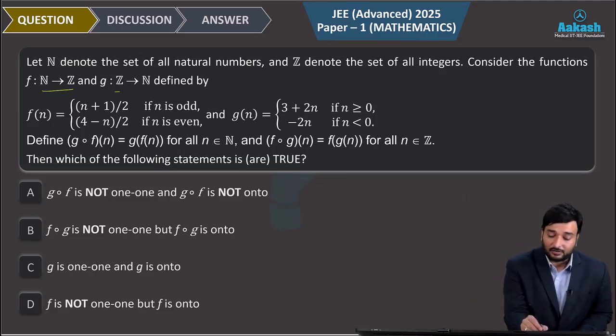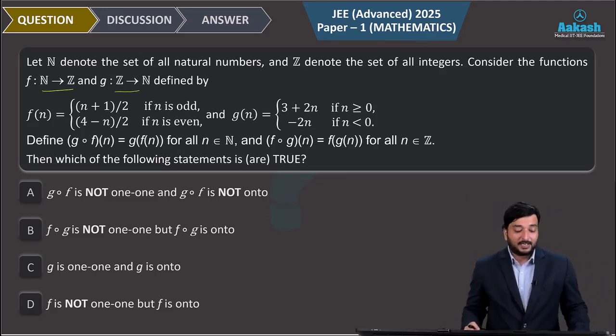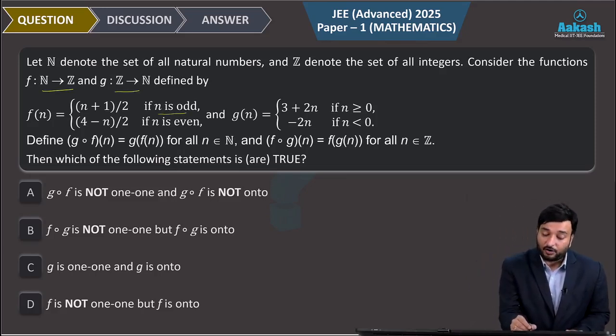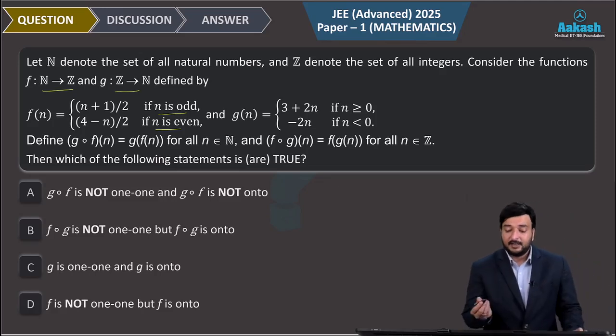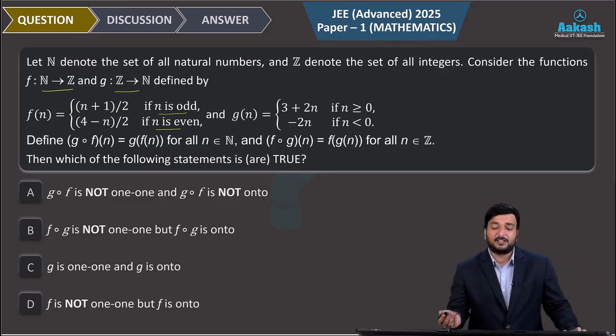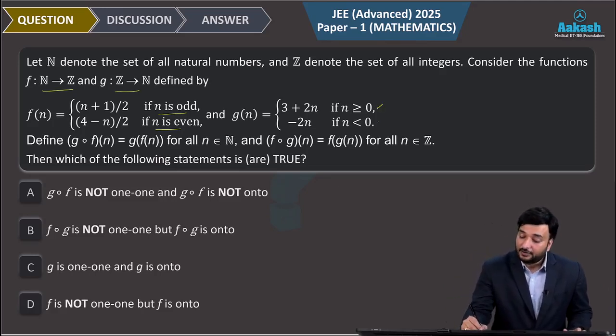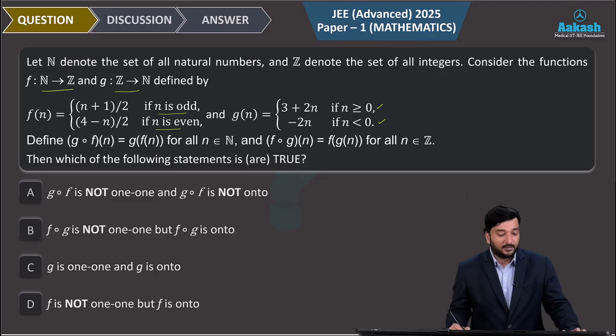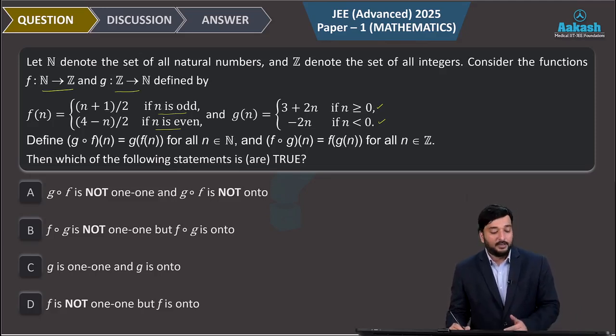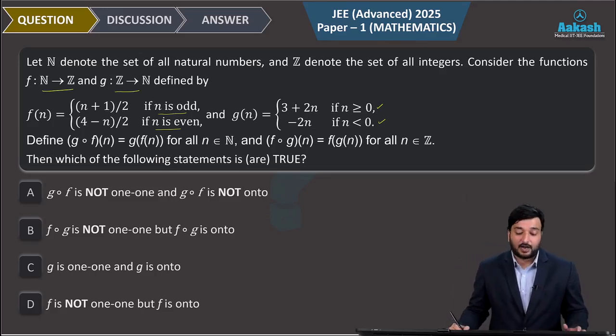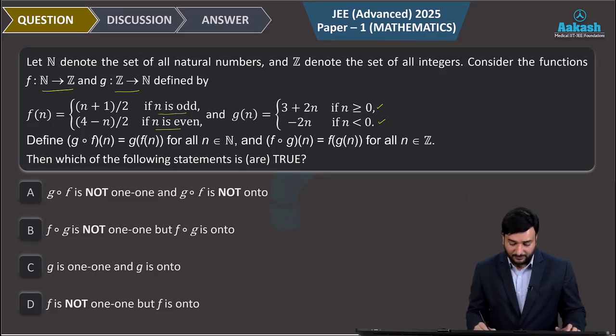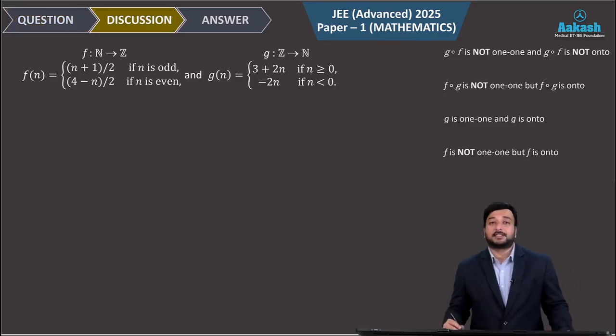Now f of n has been given as a function that has been defined piecewise for n as an odd number and for n as an even number, and g of n is again a piecewise function that has been defined for n greater than or equal to 0 and for n less than 0. Now fog and gof are the compositions of the functions f and g, and we need to comment on which of the following options is or are true. So we will analyze both the functions one by one.